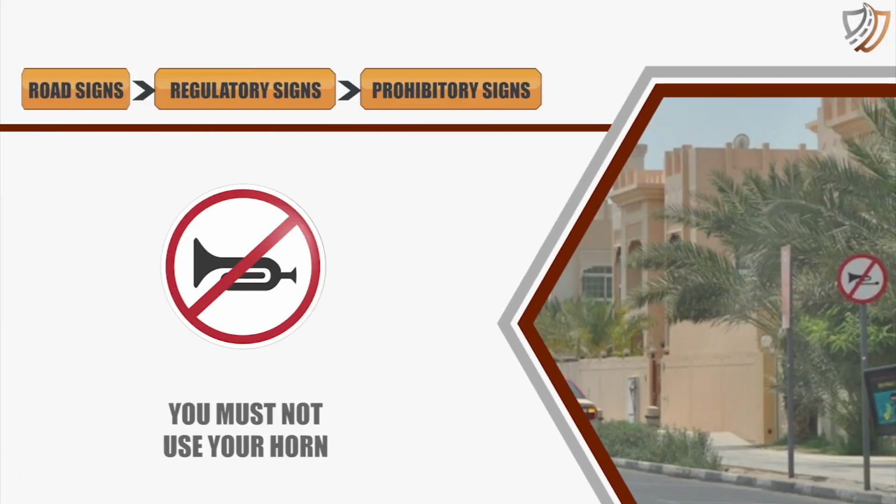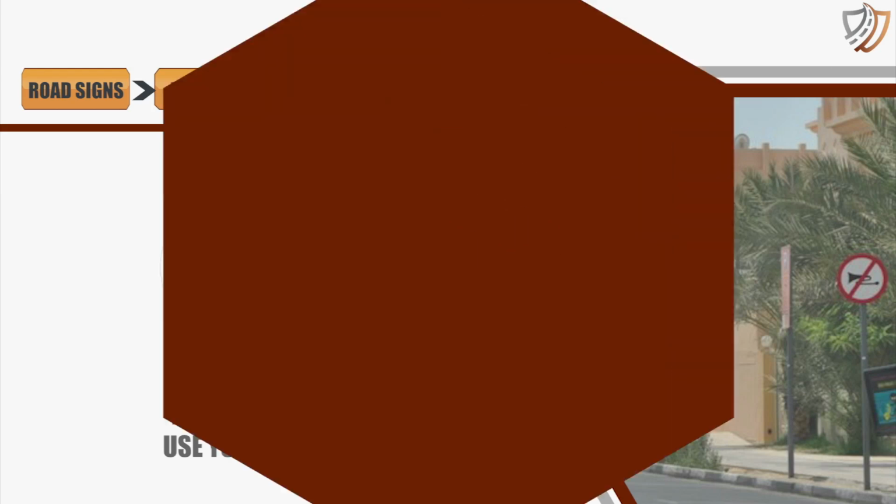No horn. The sign means that you must not use the horn unless it is very important to avoid danger. You may commonly find this sign near hospitals, worship places, parks, and residential and school areas.